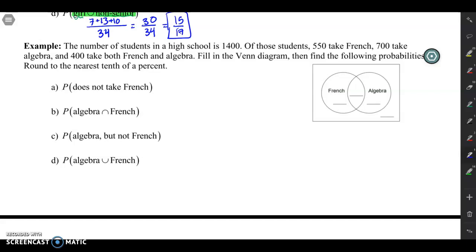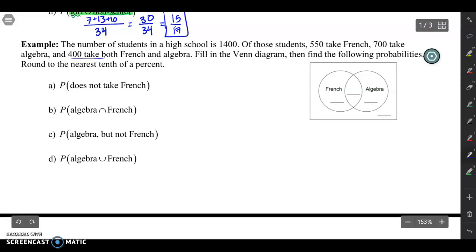So I always like to start with the overlap. So 400 are taking both French and algebra. So 400 kids go in this overlap right here. Then we know that 550 are taking French. If 400 of those 550 are also taking algebra, that means that just 150 are going to go in this French circle.